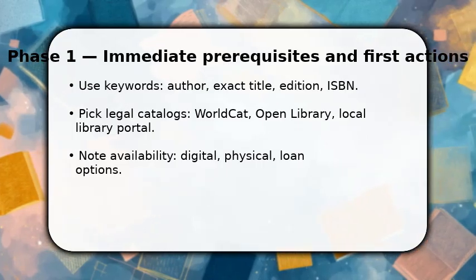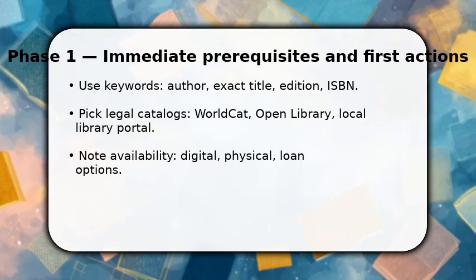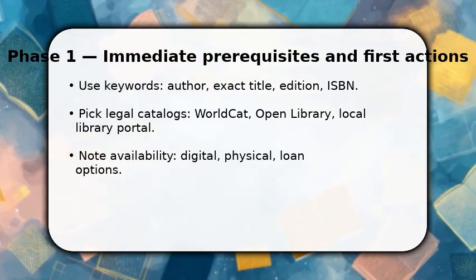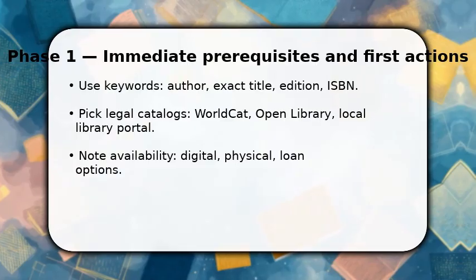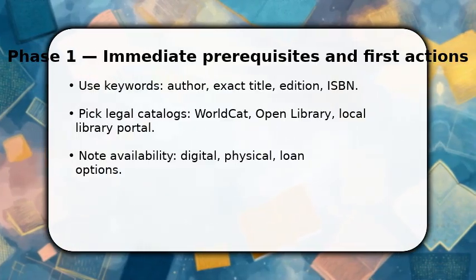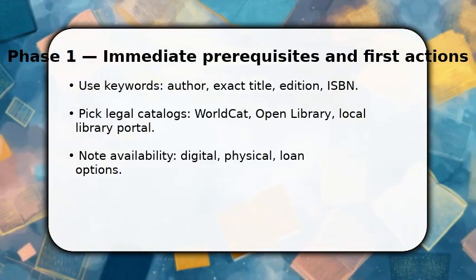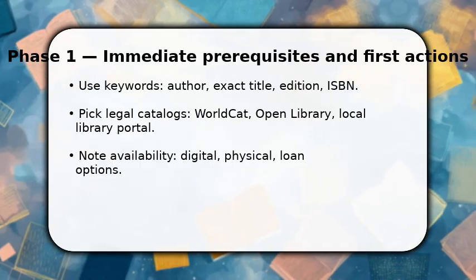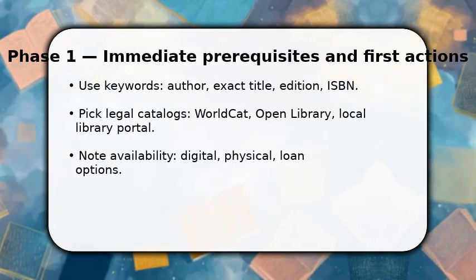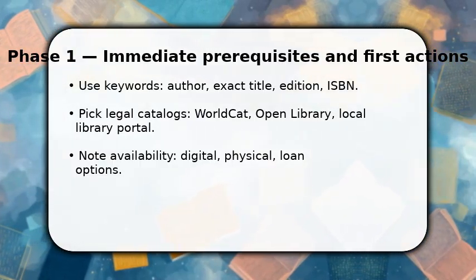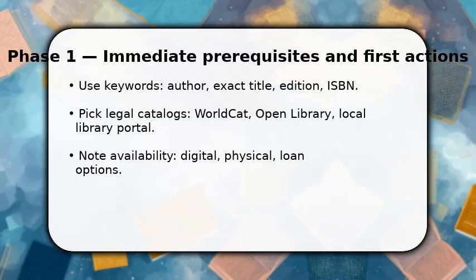You want the book fast? Start with precise identifiers, author, exact title, or ISBN. Enter those into a legal catalog like WorldCat or your local library search. Make sure to choose filters for format and language. Once done, note holding locations and whether a digital copy is available through the library's e-resources.